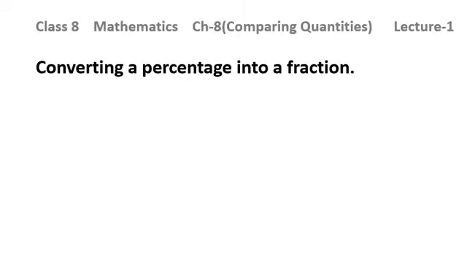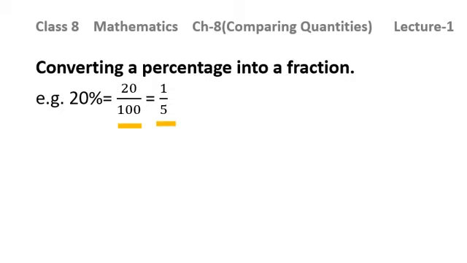Now, how to convert a percentage into a fraction? If a number is given to you as a percentage, how do you convert it into a fraction? For example, 20% is given to you and you are supposed to convert it into a fraction. As we know, the word percent means out of 100, or per 100, so the percentage is the numerator of a fraction with denominator 100. So we write 20 over 100, and then it will be 1 over 5 after cancelling out.